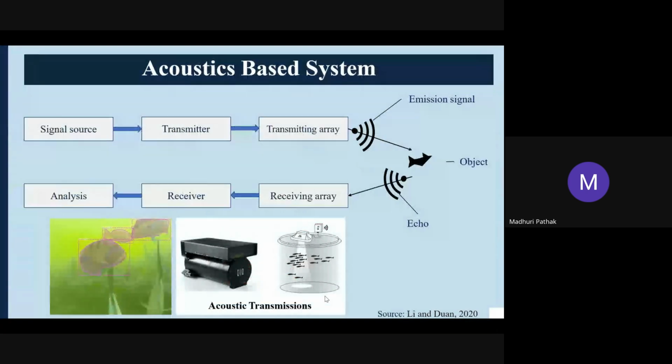This is acoustic based. The signal source will be there, then the transmitter, then the transmitting array. Then it is the emission signal. It will fall on the object, and then you get the receiving array, then the receiver and processing, and then analysis of the data. These are the different techniques of artificial intelligence for smart aquaculture.